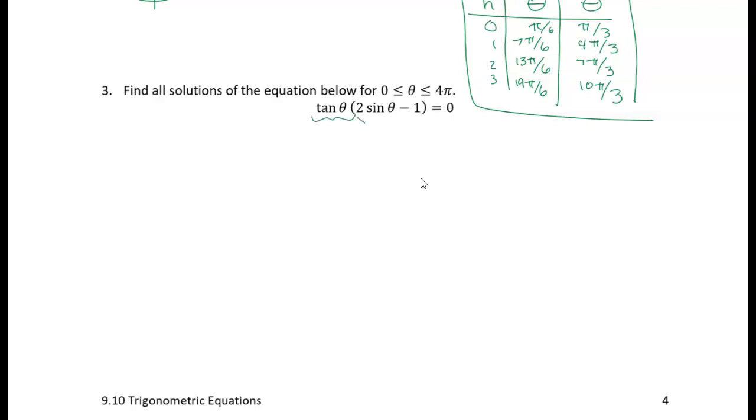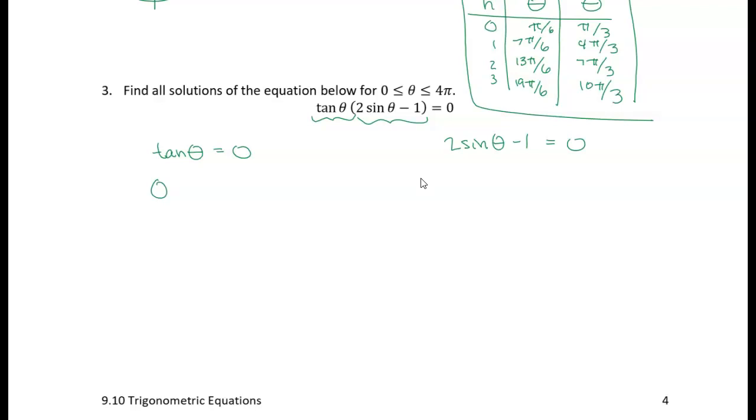Now, whenever you see something where you have 2 factors equal to 0, we can use the zero product rule, right? The zero product rule just says that if you have 2 factors multiplied together and they're equal to 0, then one of the 2 factors has to be 0. So we can solve this by saying, either the factor tangent theta equals 0, or the factor 2 sine theta minus 1 equals 0. If we solve both of those factors for 0, we'll get all of the solutions. All right, and then we want the solutions between 0 and 4 pi.